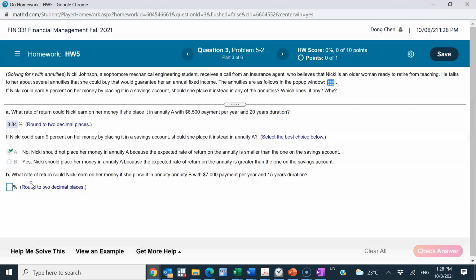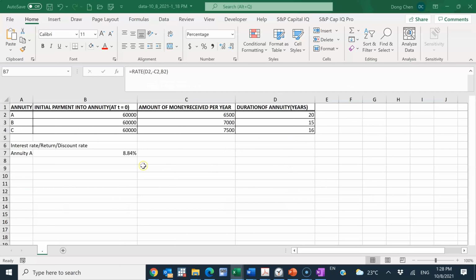And then we can continue, I believe this is for annuity B. We do a similar calculation for the rate of return. Here we can show another benefit of using Excel: because the numbers for annuity A, B and C are placed in a very orderly fashion, what I can do here is directly drag the cell to the other annuities.